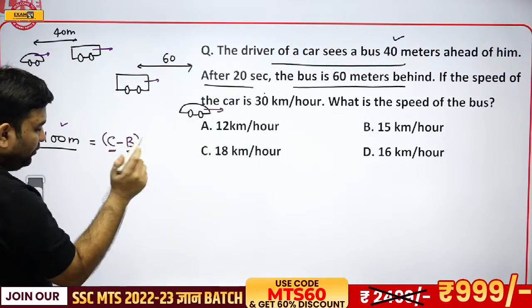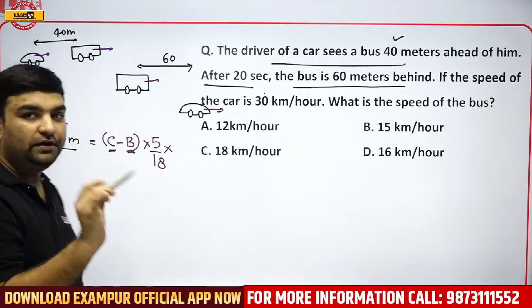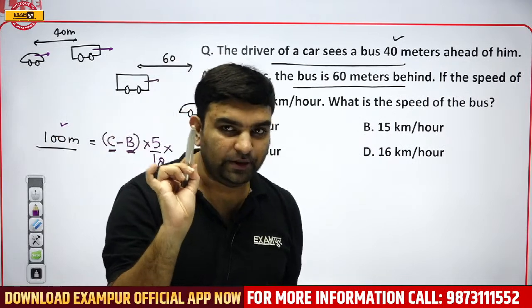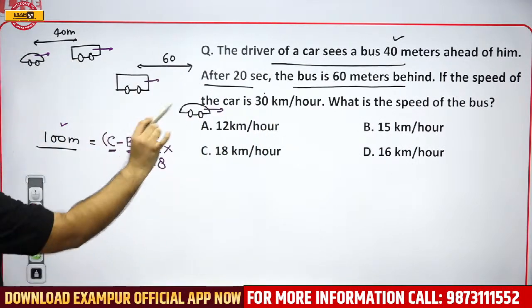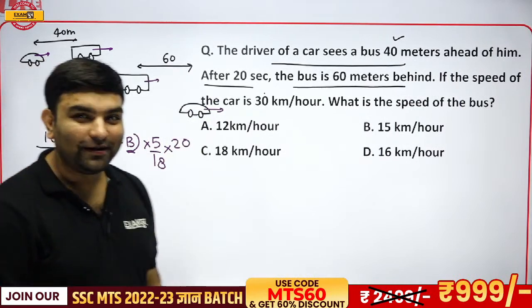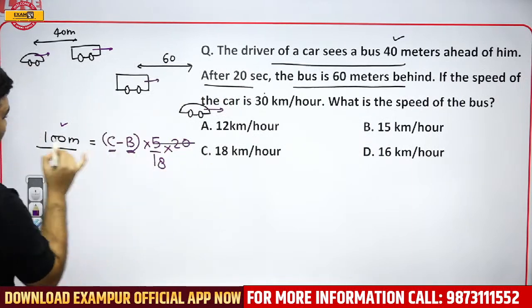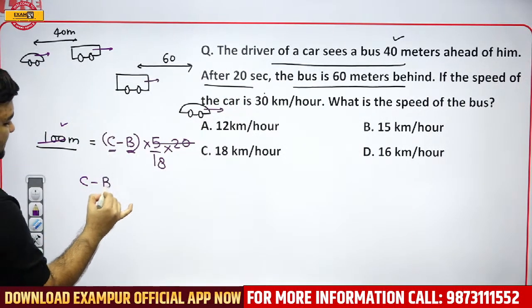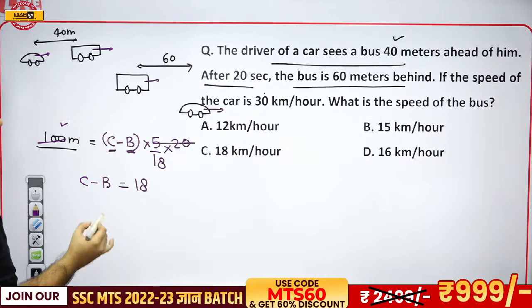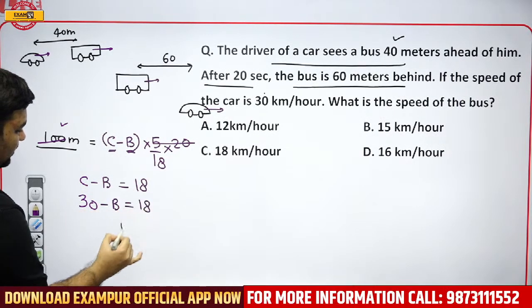Now, if both of them are in kilometer per hour, convert them into meter per second. And they are crossing in 20 seconds. Game over. Simplifying 100, car minus bus is 18. Car is 30, so bus is 12.